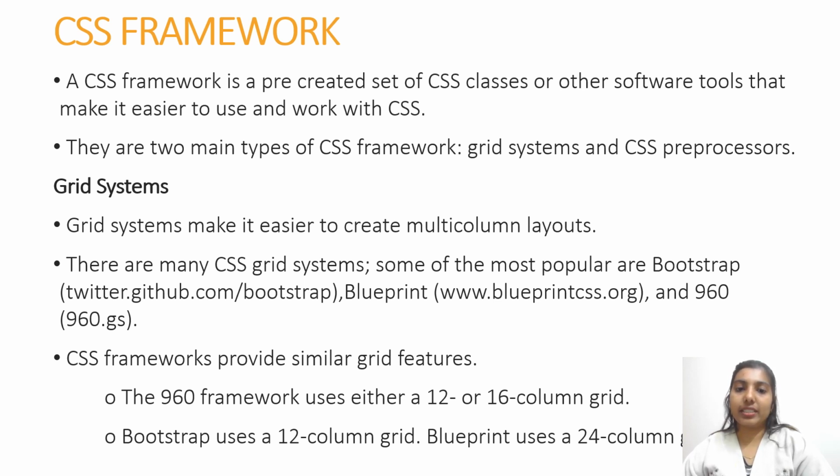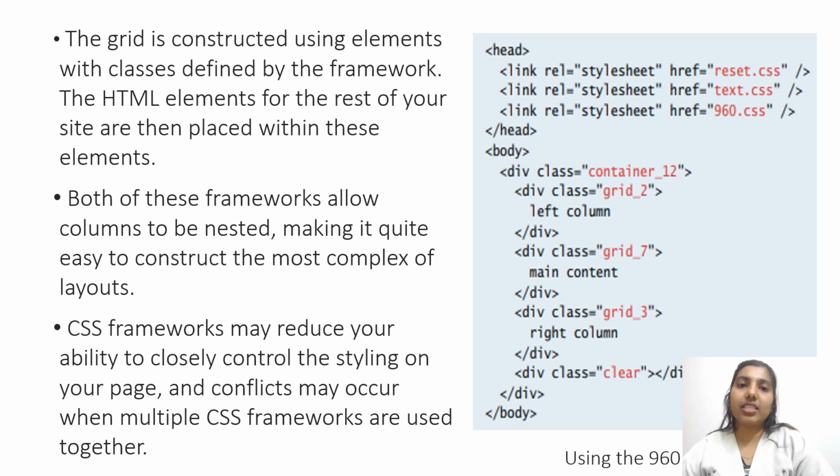CSS frameworks provide similar grid features. That is, the 960 framework uses either the 12 or 16 column grid, Bootstrap uses the 12 column grid, and Blueprint uses a 24 column grid. The grid is constructed using elements with classes defined by the framework. The HTML elements for the rest of your site are then placed within these elements. Both of these frameworks allow the columns to be nested, making it quite easy to construct even the most complex of layouts. CSS frameworks may reduce your ability to closely control the styling on your page, and conflicts may occur when multiple CSS frameworks are used together.